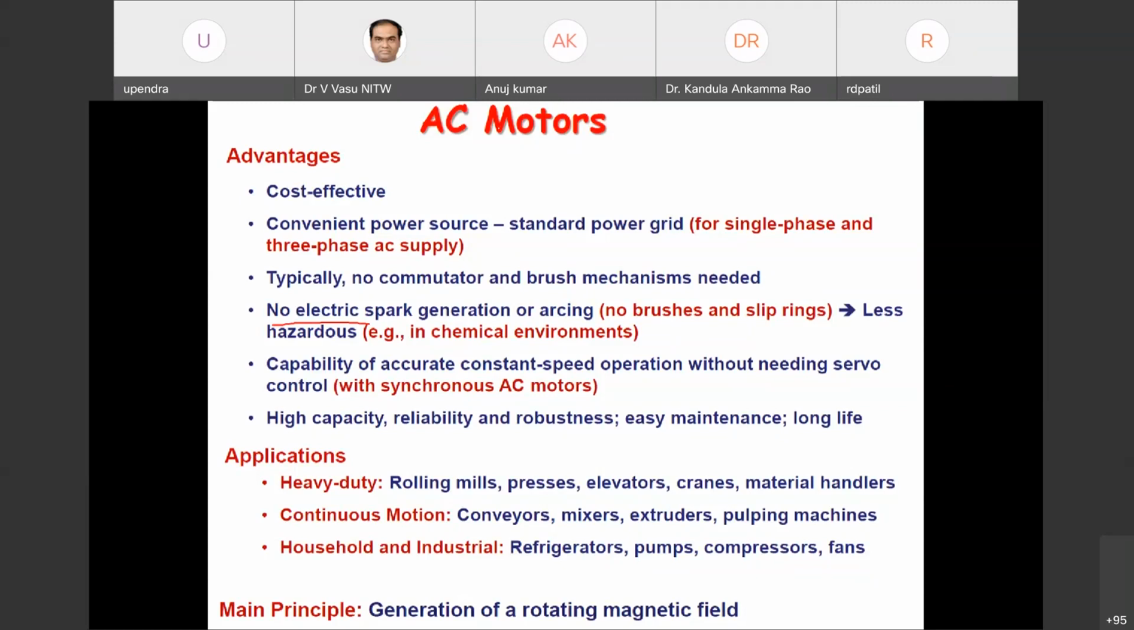Another important thing is that these AC motors are heavy duty. If you want to use them in rolling mills, presses, or big machinery, then you have to go for AC motors only, and continuous motion will be generated. Household applications and industry mainly use these AC motors.